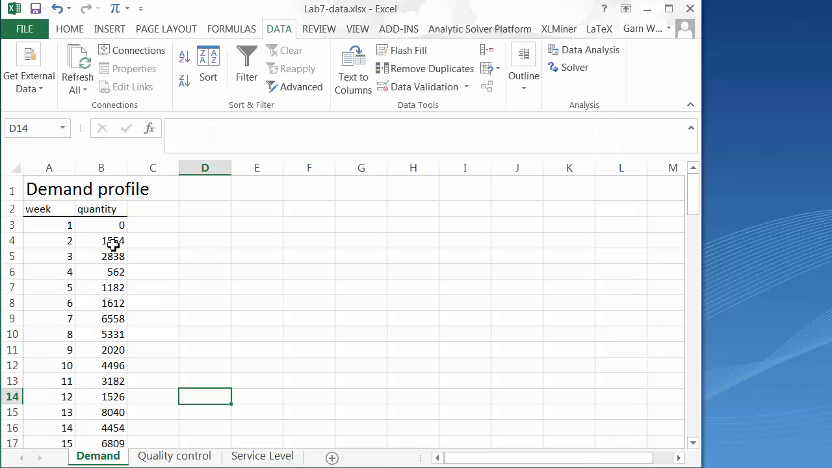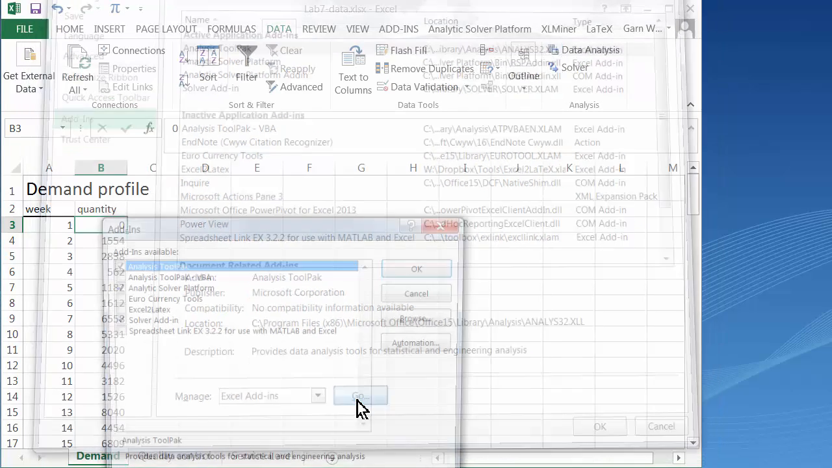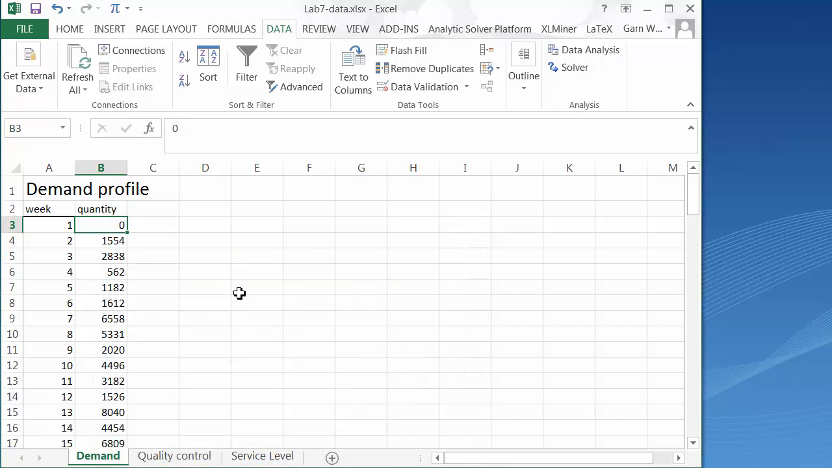So we have 104 weeks and for each week a different number of units in demand. To get a quick idea about the average and how much it varies, we can use the descriptive analysis, which is activated via Data Analysis in the Data ribbon. However, if you don't have that, you just go to File, Options, Add-ins, Excel Add-ins, select Analysis ToolPak and press OK. Then you should see that in the Data ribbon.